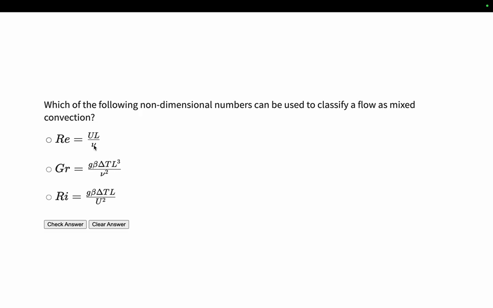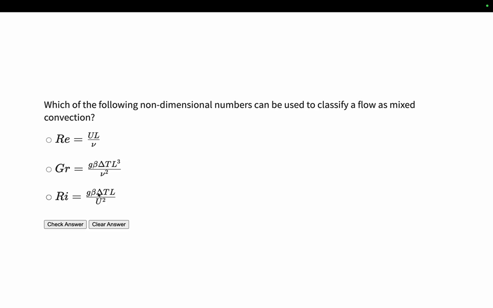So this is velocity, length, and viscosity. g is acceleration due to gravity. Beta is the volumetric expansion coefficient. Delta T is the temperature difference. L is some characteristic length, and this is the viscosity of that particular fluid. The same definitions go here. Which one is the Rayleigh number here? 1, 2, or 3? So the last option is what should be mixed convection.